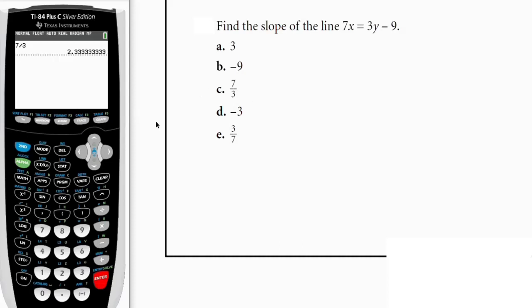Don't forget to reset the calculator once you're done. Just press the 2nd button, this plus button, go for option 7, press 1 and press 2. Alright, so we're good to go.